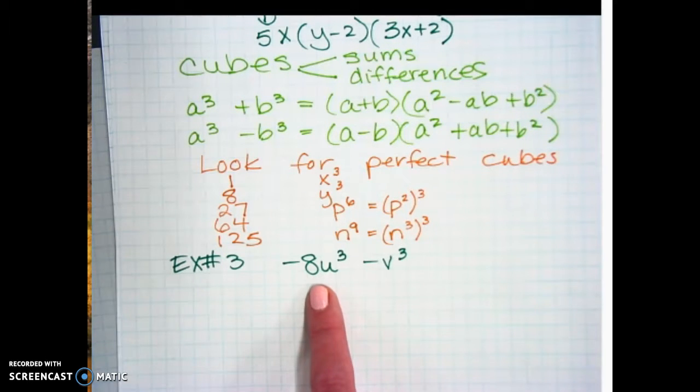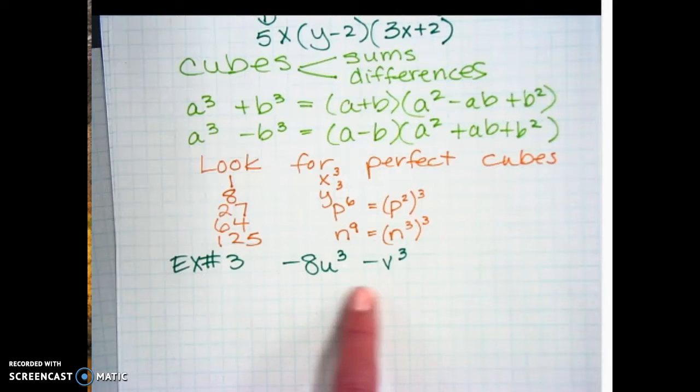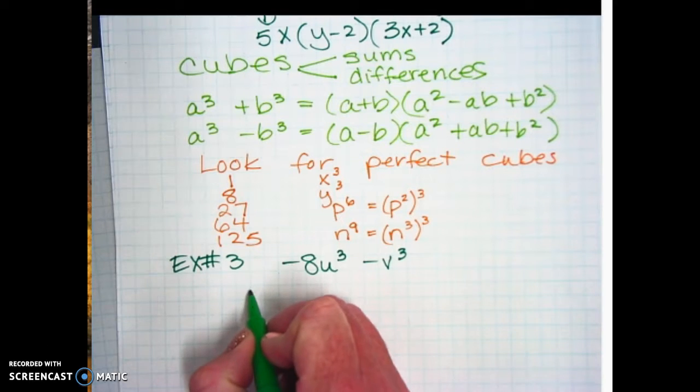Trick question. When you first look at it, you think no, but I'm going to tell you yes, there is. There is a GCF. What should I factor out? Negative 1. Okay.